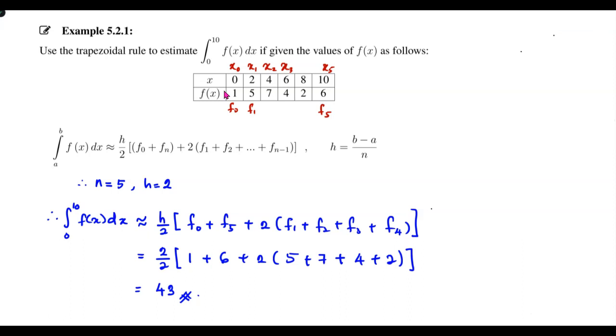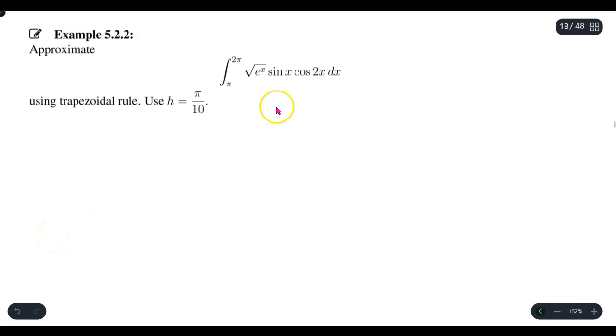Now let us see the second example, where your function f(x) is given in terms of an expression. Consider this problem where you have the function here. This is what I mean by the function: you are given the expression of f(x). The integral of the square root of e to the power x, times sin x, times cos 2x dx, from pi to 2 pi.